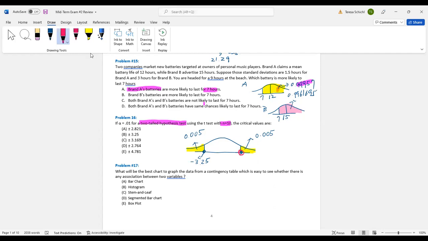Remember, if I want to use the inverse normal, which area do I need to find? I need to find all the way to the left, right? All the way to the left. So right now, the tail area is 0.005. So this light pink is what? 0.995. Okay, so now let's go to the calculator.